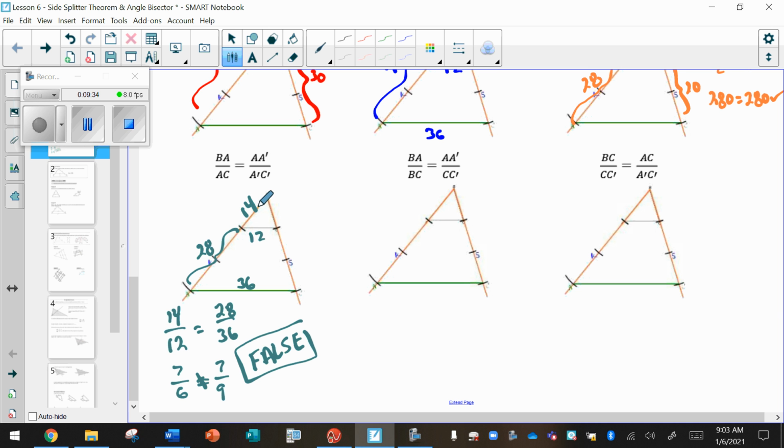So we cannot compare the 14 and the other partial segment with the full lengths of the side 12 and the full length of the side 36. That does not work. So why don't you pause the video and try the last two examples the same way we did the first four. Let's see what you come up with, and then come back and I'll tell you if you're right or not. So pause it, try the next two, then come back.